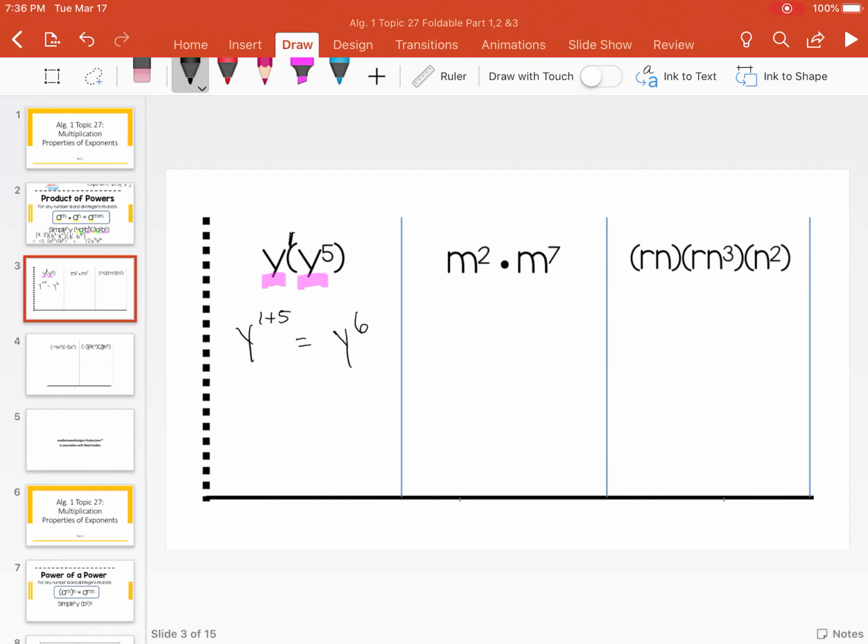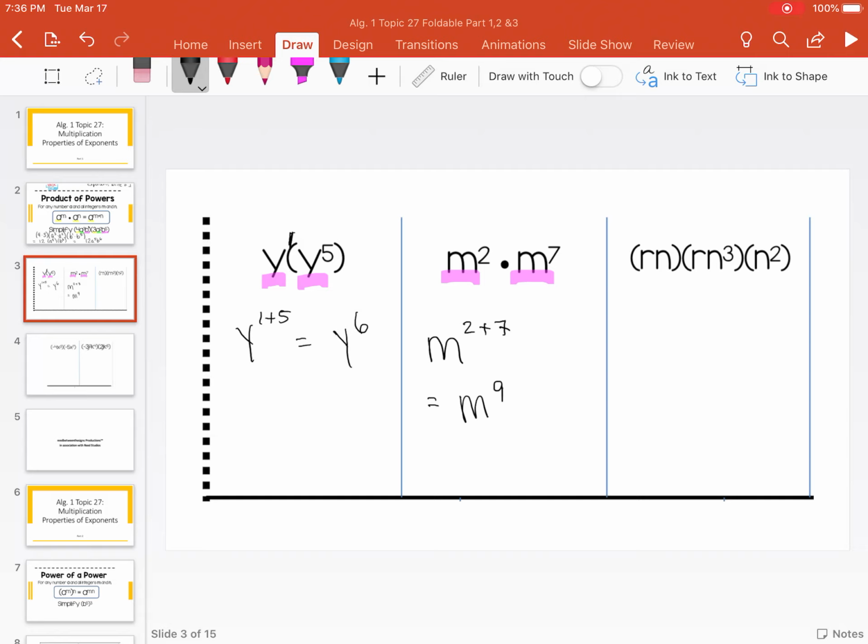Next one, we have m squared times m to the 7th. So these also have the same base, so we're going to add those exponents. So m to the 2 plus 7 is the same thing as m to the 9th power.